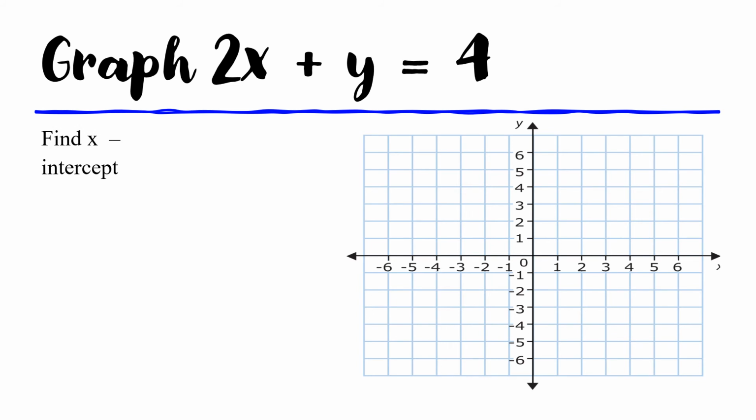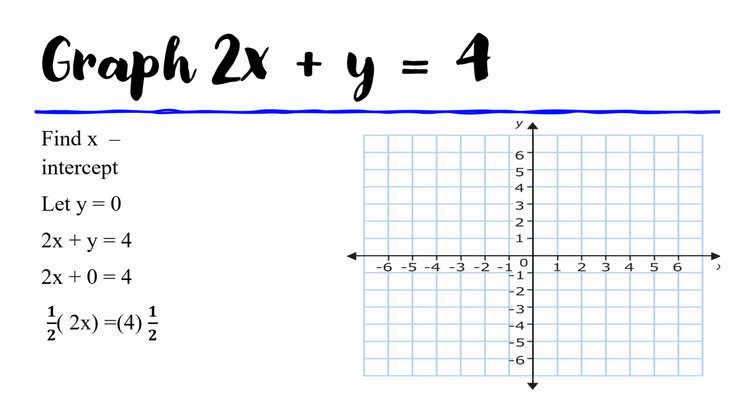So let us find the x-intercept. To find the x-intercept, let y is equal to 0. Then 2x plus y is equal to 4. Then substitute y to 0. It will give us 2x plus 0 is equal to 4, and 2x is equal to 4.